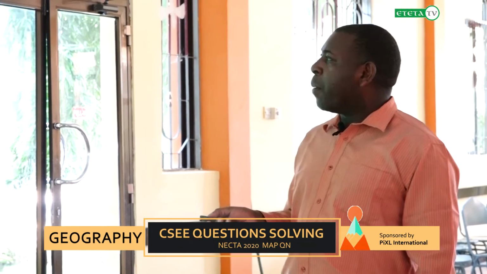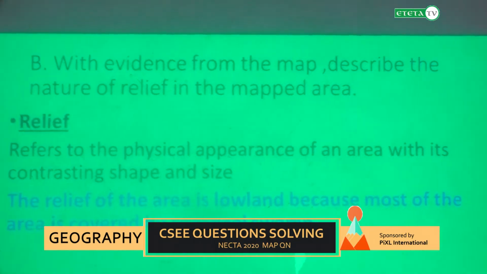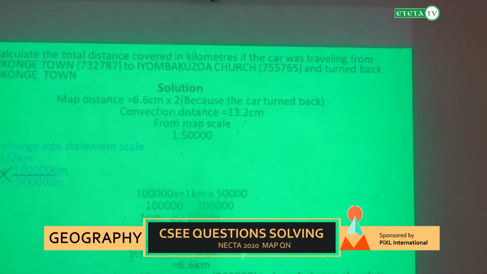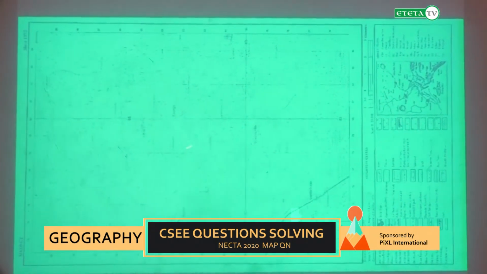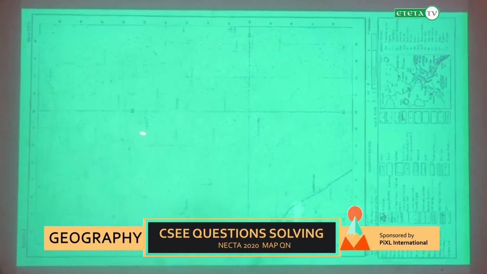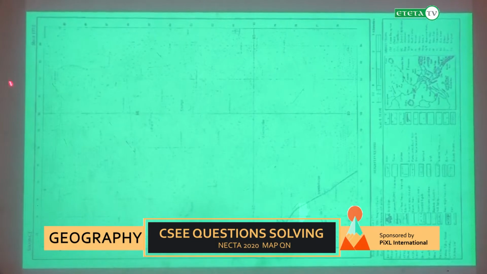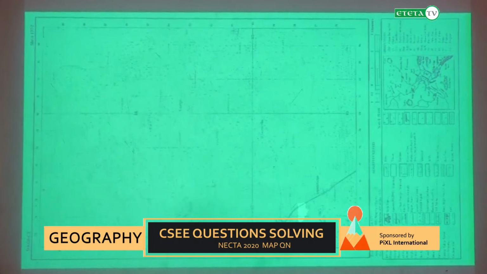Well, another question in the same year, it was this one. With evidence from the map, describe the nature of the relief in the mapped area. Now here, if we go back to the map, you can see most of the parts here. First of all, you have to define. When you talk about relief, it is the physical appearance of the area, contrasting its shape and size. Now, you must use the features which are seen on the map to know the relief of the area.